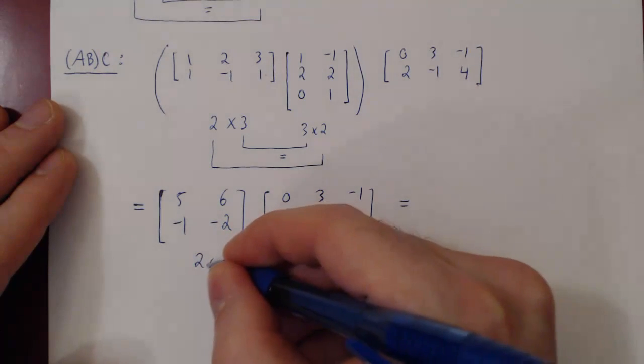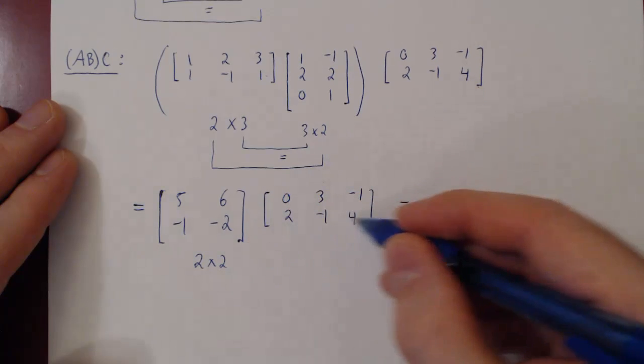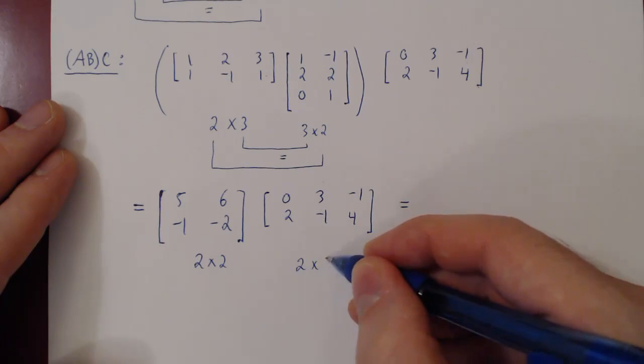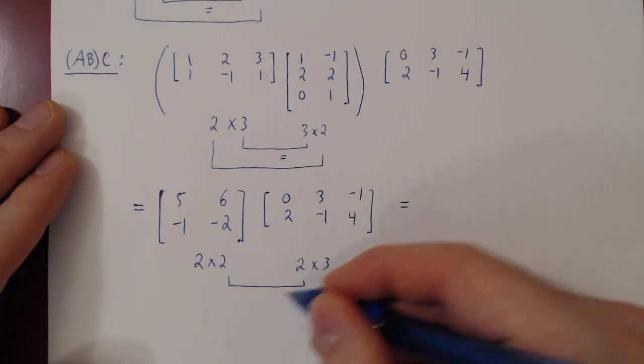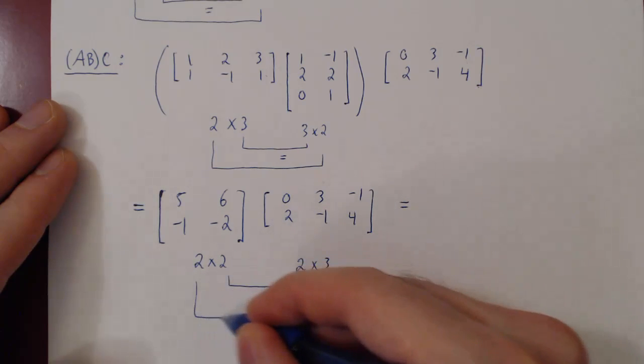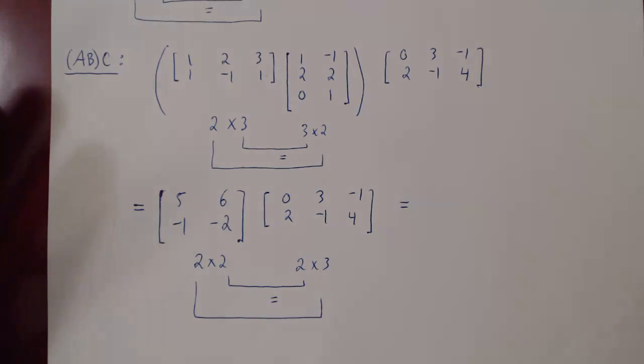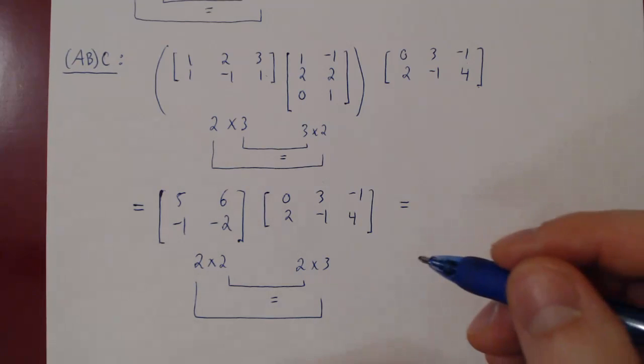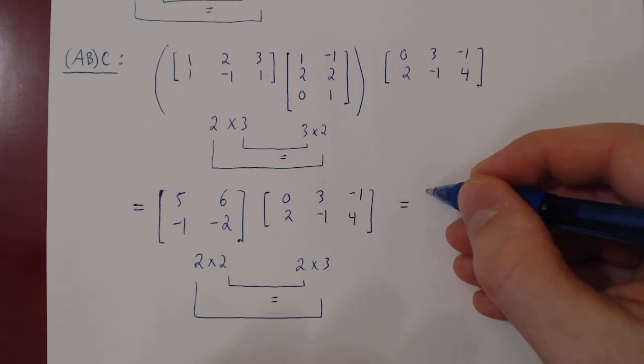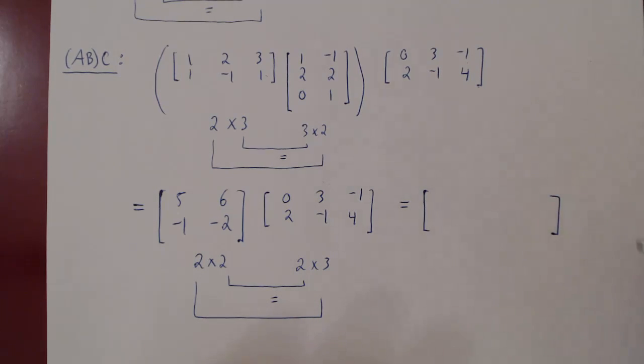This is a simple 2 by 2 matrix. This is a 2 by 3 matrix. Multiplication is defined. The result will be a 2 by 3. So far, it's looking good. The same size as before. A 2 by 3 matrix.